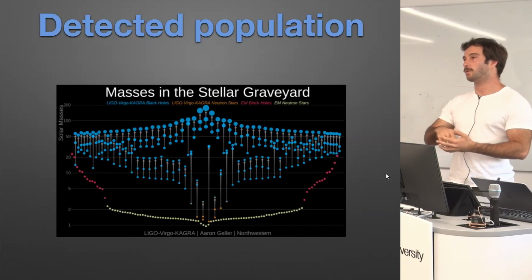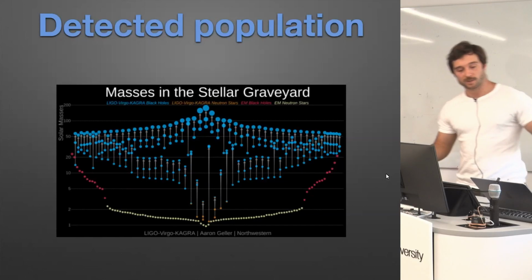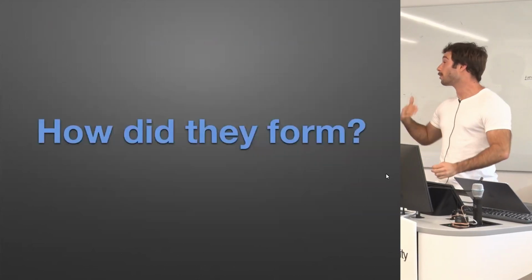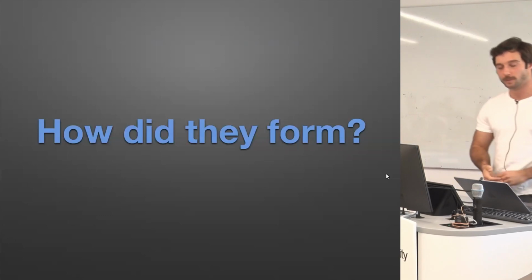We don't know how those black holes ended up together. We don't know in what environment they formed. So this is an open question. How did these black hole binaries form? We know these black hole binaries exist and merge now, but we're not 100% sure how they form.